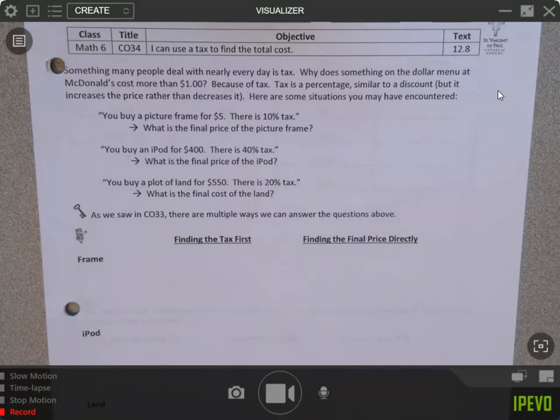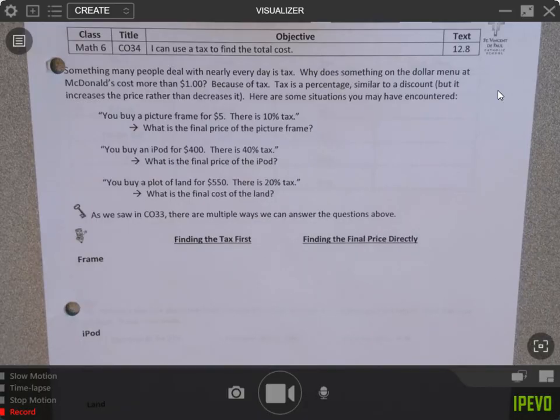Here are some situations you may have encountered. You buy a picture frame for $5. There is a 10% tax. What is the final price of the picture frame? You buy an iPod for $400. There's a 40% tax. What is the final price of the iPod? Or you buy a plot of land for $550 and there's a 20% tax. What is the final cost of the land?